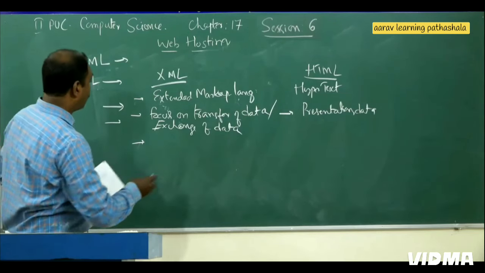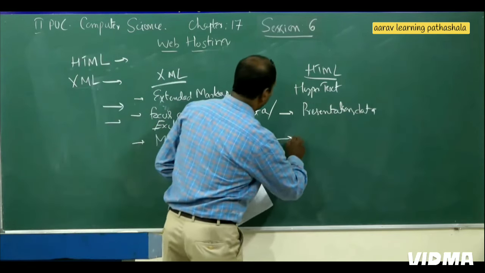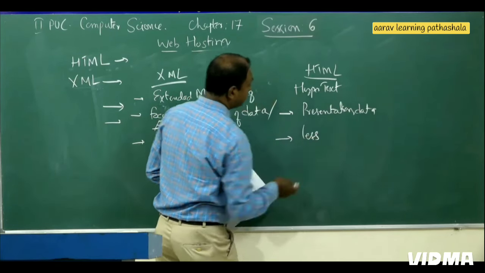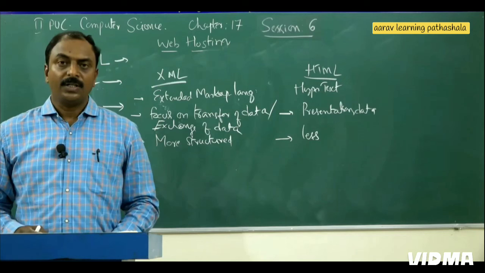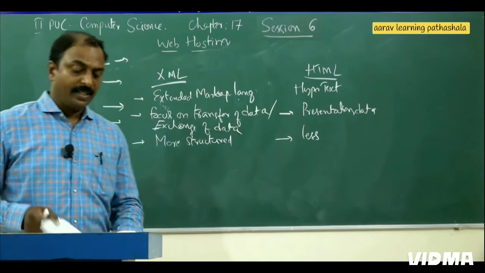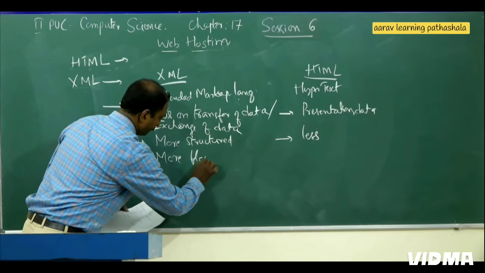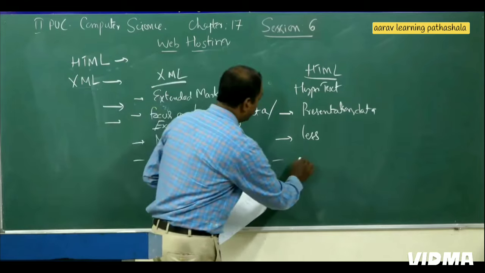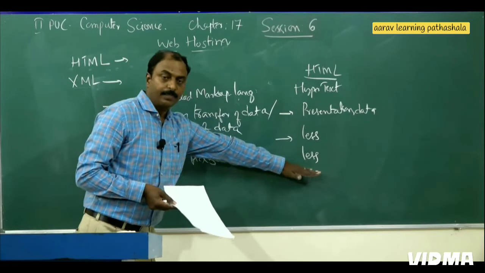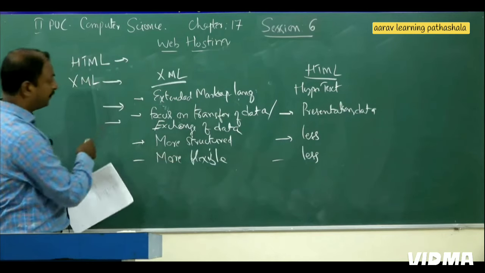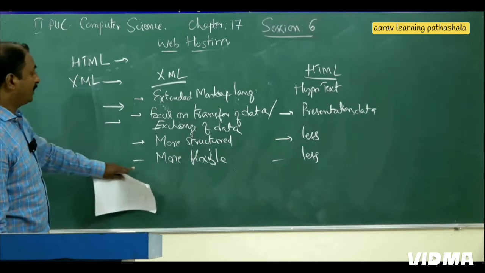Next one is that XML is more structured. Already I have told you, structured is where it has some protocols. HTML is less structured as compared to XML. More structured means it provides a very good format of data so that it can be accessed and used very easily. Next, XML is more flexible and HTML is less flexible. For example, any of the tags here in HTML we use exactly as they are. But with this feature of XML, it can be modified as per our requirement, as per the user's requirement. So this is more flexible.